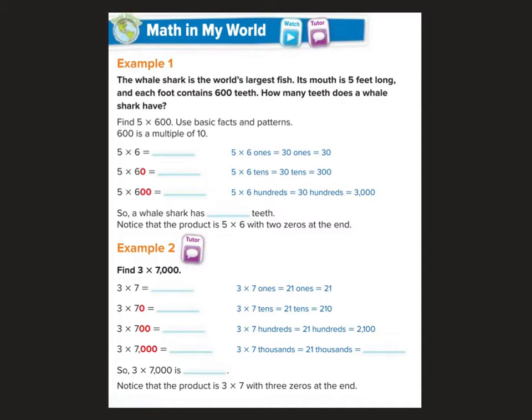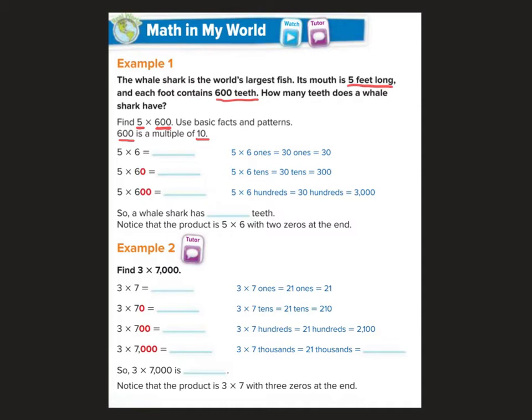Example 1. The whale shark is the world's largest fish. Its mouth is 5 feet long, and each foot contains 600 teeth. So the whole mouth is 5 feet long, and each foot is 600 teeth. So how many teeth does the whale shark have? In order to solve this, we need to find what is 5 times 600. We can use basic facts and patterns because 600 is a multiple of 10.